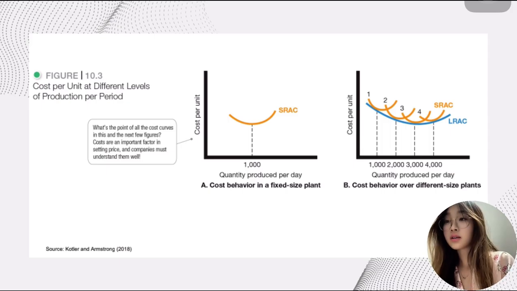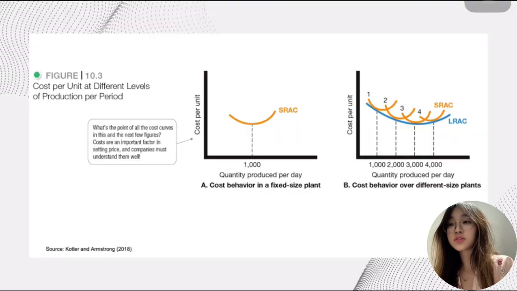This slide shows how costs behave at different production levels. The key message is costs are an important factor in setting price, and companies must understand them well. Graph A shows short-run average cost in a fixed-size plant. Costs follow a U-shape: high when underutilized, optimal at the right volume, then rising if you overproduce.